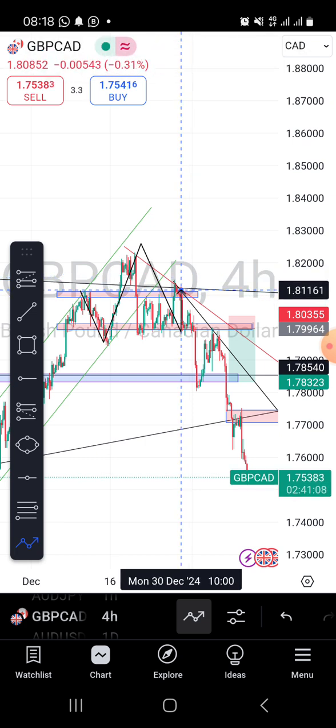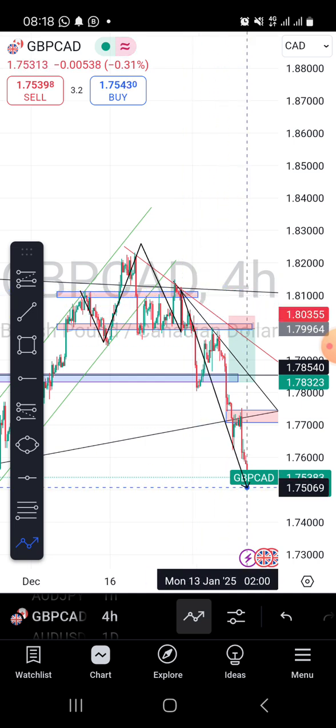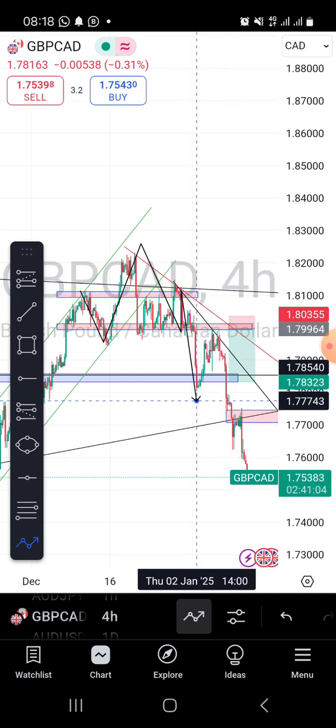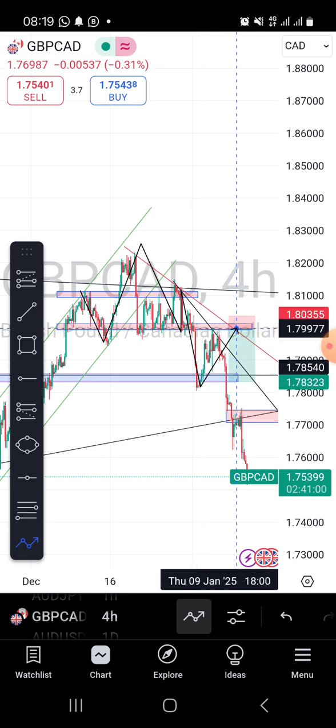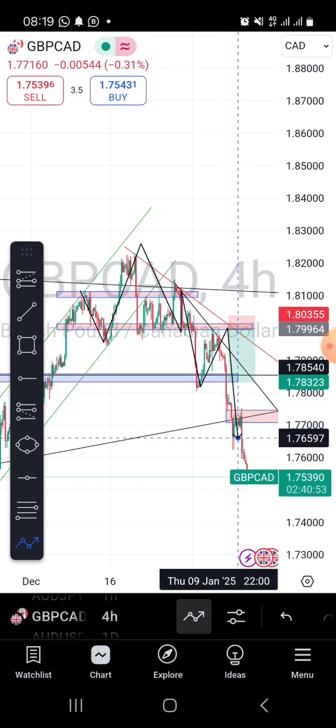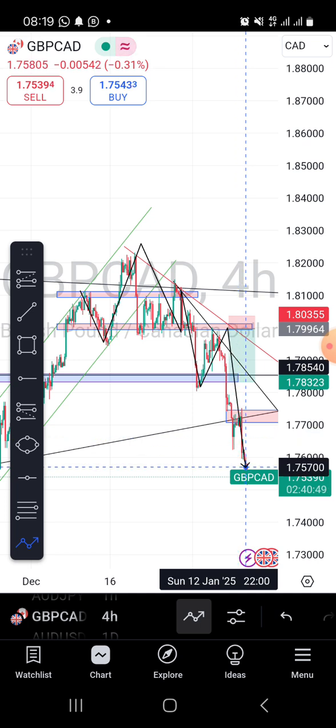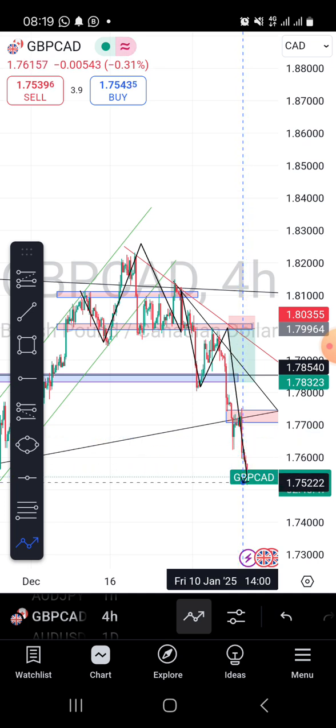So here is the right shoulder before this drop. The market was around here last week. I expected it to retrace to this neckline before this drop. However, the market didn't give me what I want, just tapped into the zone and dropped massively.